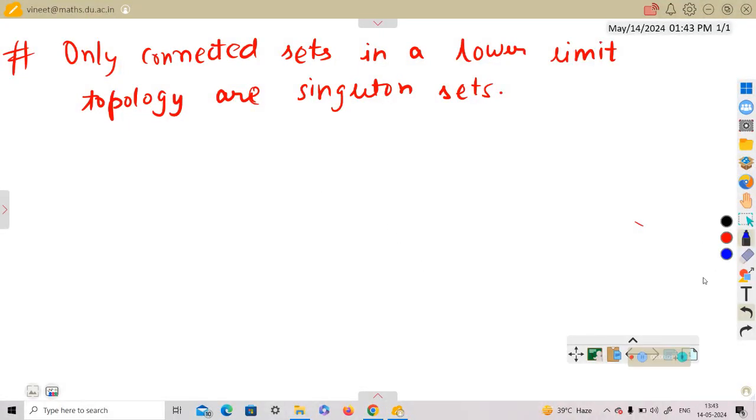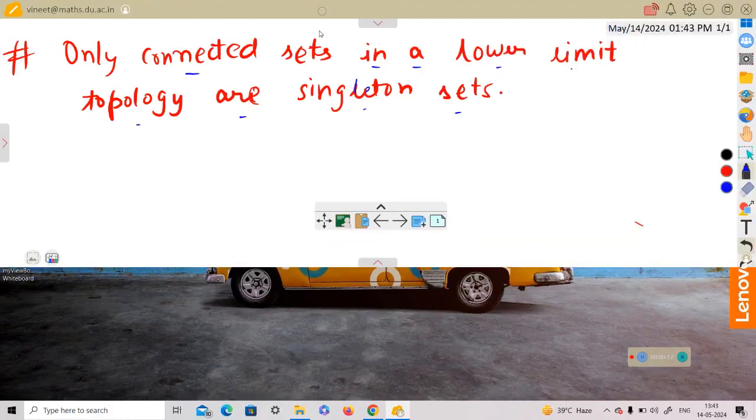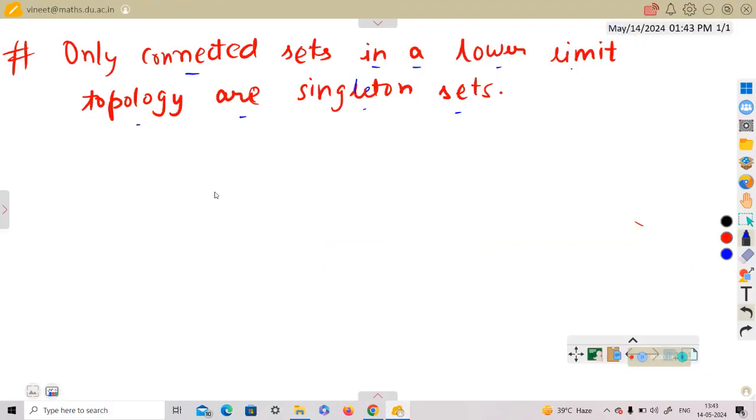Okay, in this video we are going to show that the only connected sets in a lower limit topology are singleton sets. To show this, first of all we recall what the lower limit topology is. It is the topology generated by these kinds of sets. These form a basis, and the topology is generated by these sets.